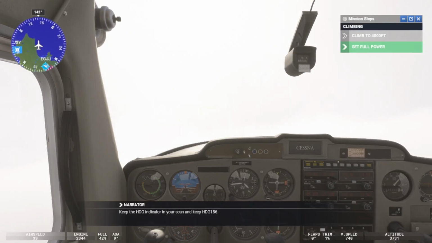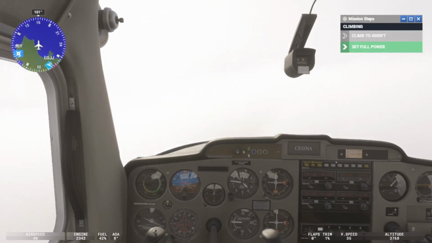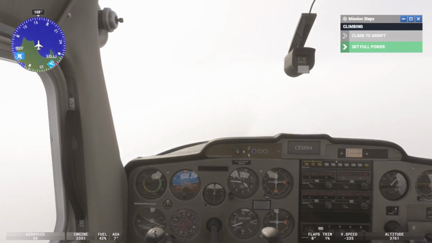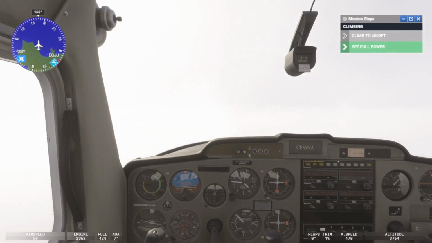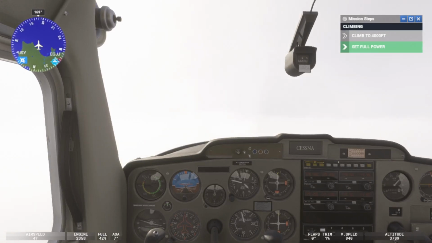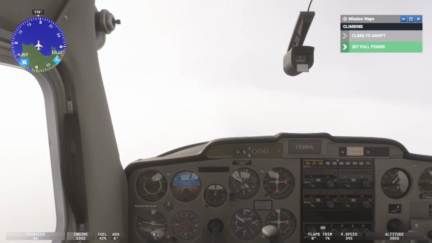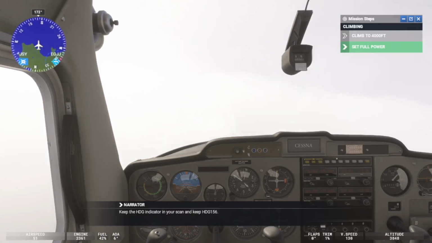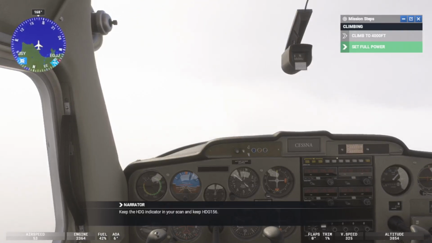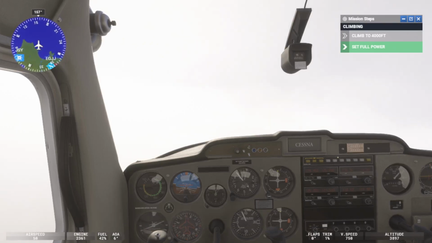Keep the heading indicator in your scan and keep heading 156.